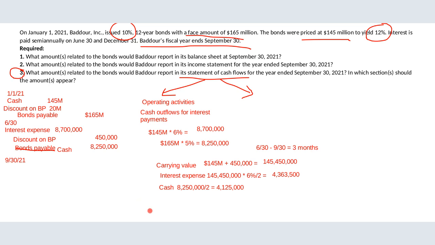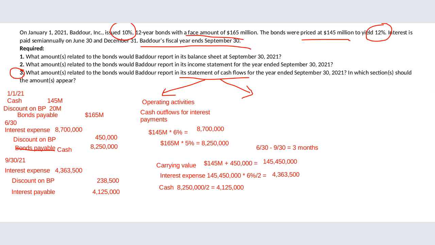All right. So now that we have the amounts, all we have to do is plug it into our journal entries. So interest expense of 4,363,500. I'm going to leave the discount out. In this case, we have interest payable because there's no cash paid, of 4,125,000. And then we have the difference to discount on bond payable of 238,500.